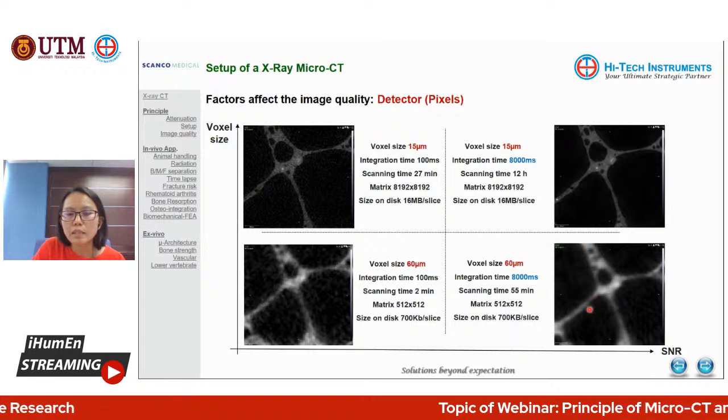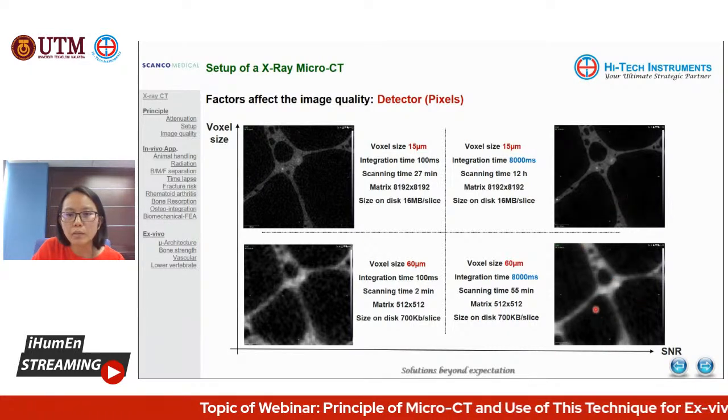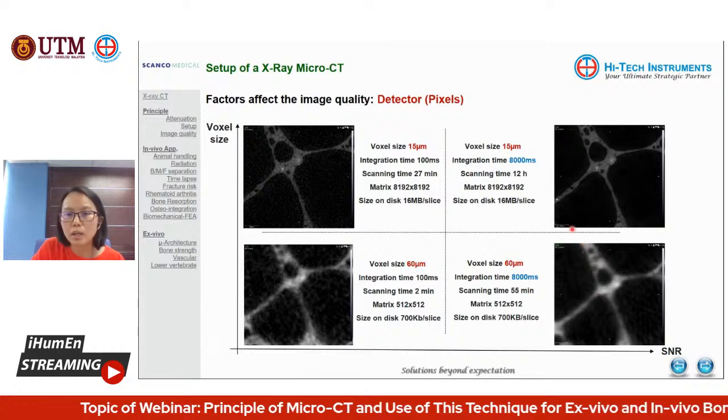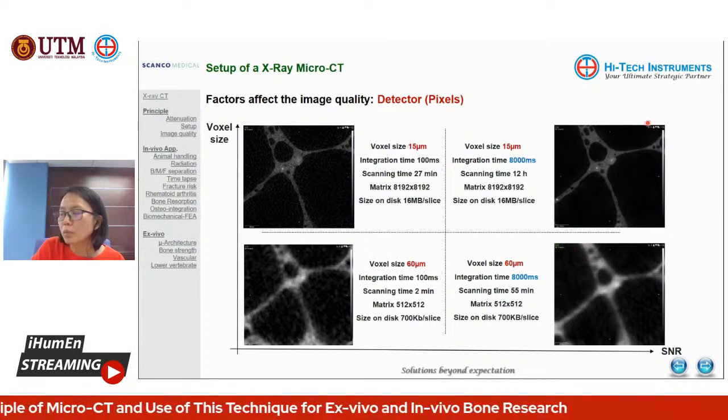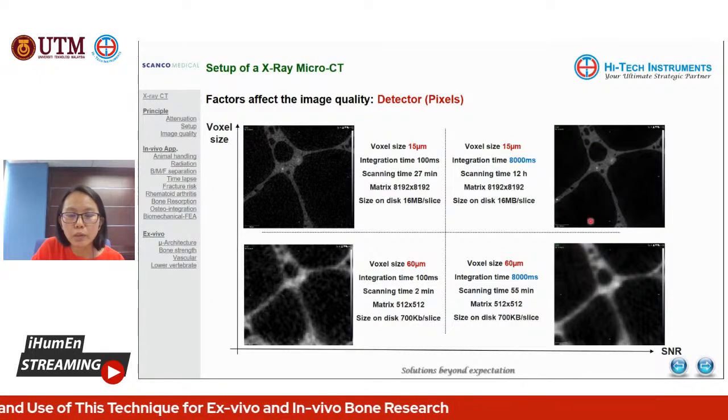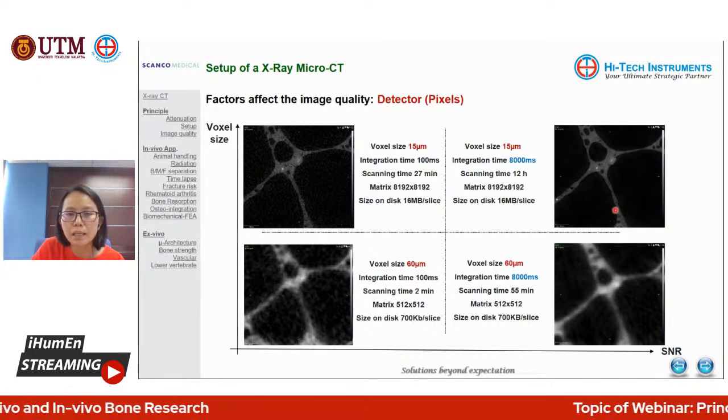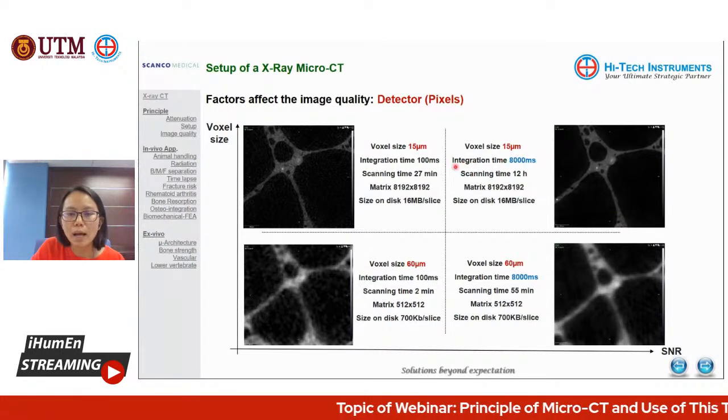So you can see it's improved with the noise level reduced, and you can see a little bit of the pixelation still. The one that we capture with a lower voxel size will still give you the best image. And of course, the scanning time will be as high as 12 hours.